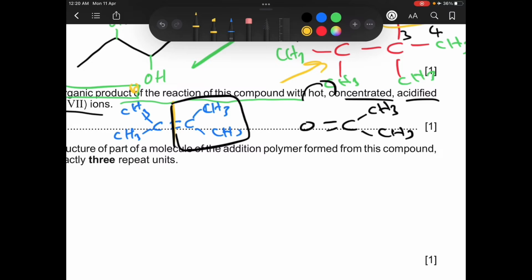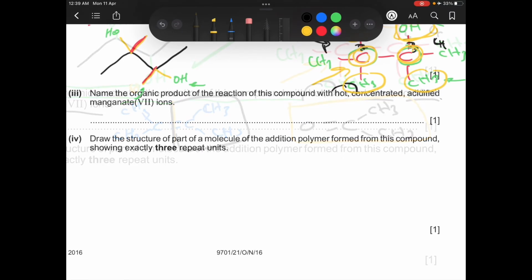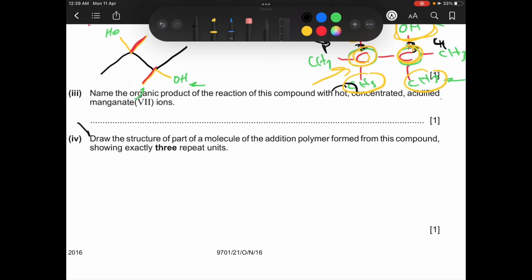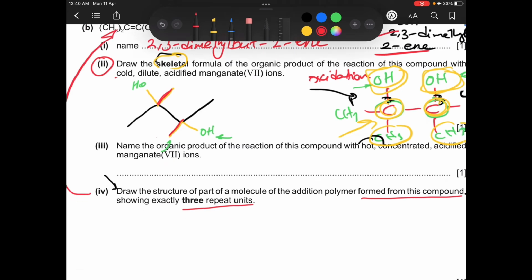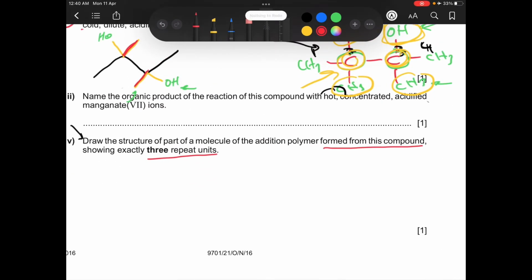So this is the compound that you have, and it's called propene. The question says, draw the structure of part of a molecule of addition polymer formed from this compound, showing exactly 3 repeat units. So first of all, you have to go to the compound. This is related to this one here. First of all, you're going to draw the monomer of your compound. So the compound here, which is the monomer, has CH3, CH3, CH3, CH3.